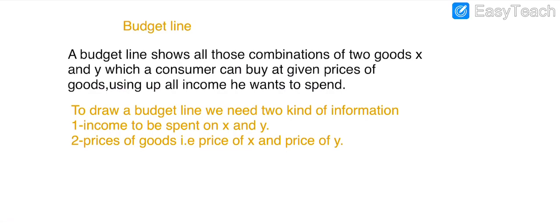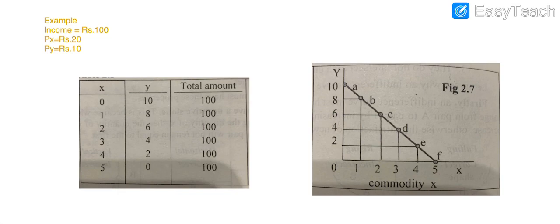Here we are assuming that if a consumer is purchasing two goods X and Y, he knows his income and he knows the prices of the goods X and Y. For example, if we assume that the income of the consumer is 100 rupees, the price of X, PX, is 20 rupees and the price of Y is 10 rupees. How much will he have to spend on the two commodities? If he spends 0 on X and purchases 10 units of Y, it means he spent his total income of 100 on Y.